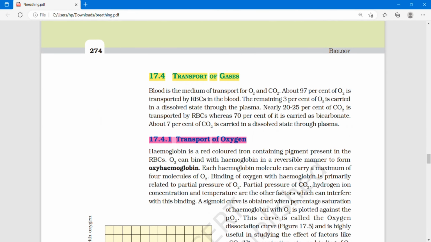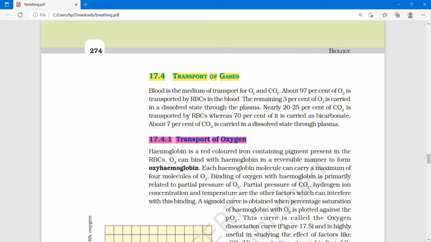Blood is the medium for transport of O2 and CO2. About 97% of O2 is transported by RBC in the blood. Remaining 3% of O2 is carried in the dissolved state through the plasma. Nearly 20 to 25% of CO2 is transported by RBCs, where 70% of it is carried as bicarbonate, and about 7% of CO2 is carried in a dissolved state through plasma.